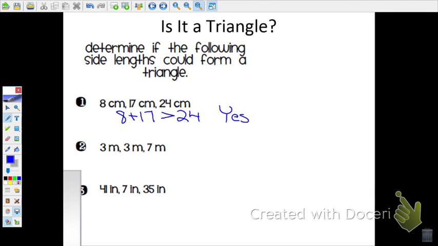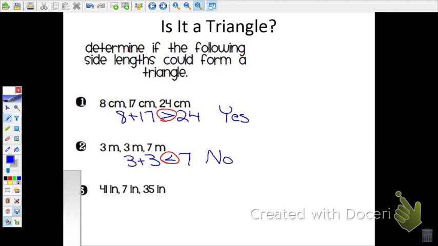So then we look at number 2. We're going to add the two small ones together. 3 plus 3 is how much? 6. So 6 is less than 7. So the answer is no, okay? Because of the less than. We need it to be greater than the third side for it to be a yes.